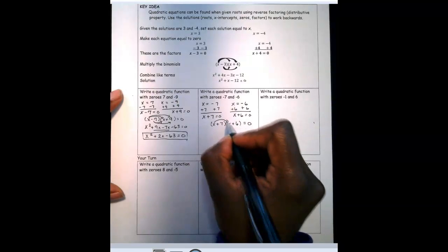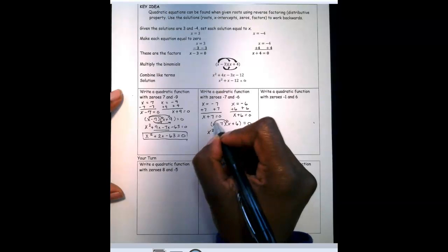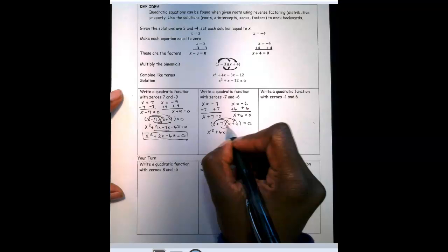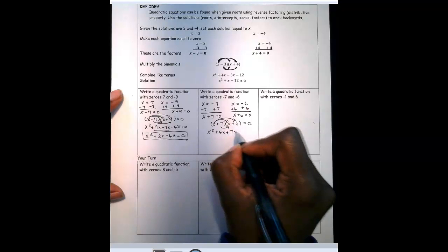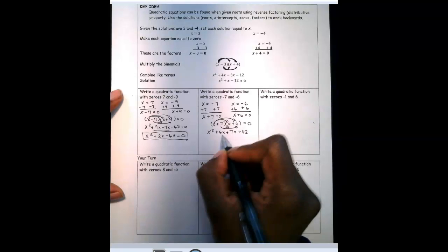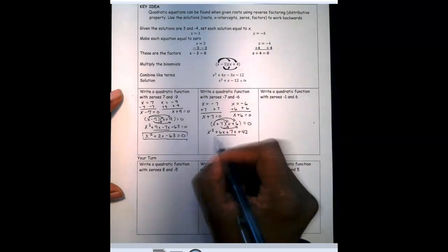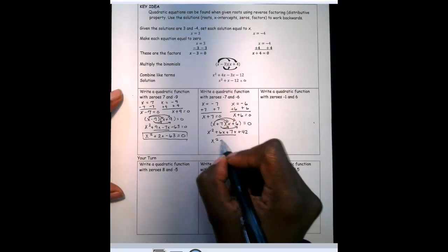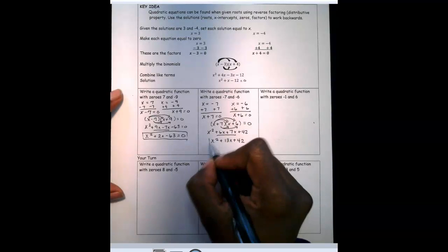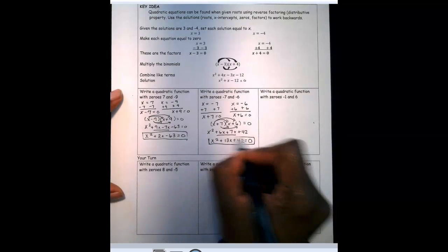x times x is x squared. x times positive 6 is positive 6x. 7 times x is positive 7x. And positive 7 times 6 is positive 42. So again, we're going to combine like terms in the middle. We got x squared plus 13x plus 42 equals 0. Got to set that equal to 0.